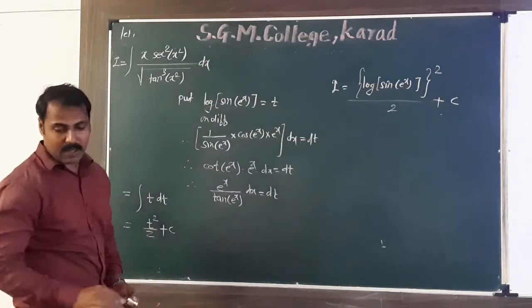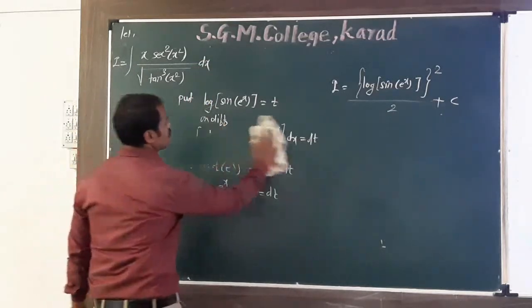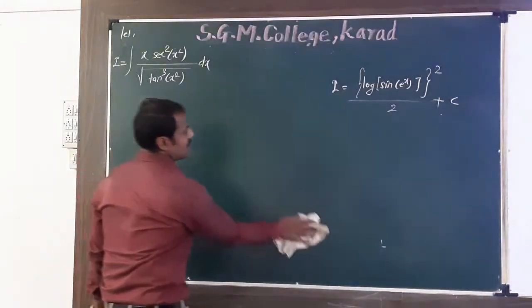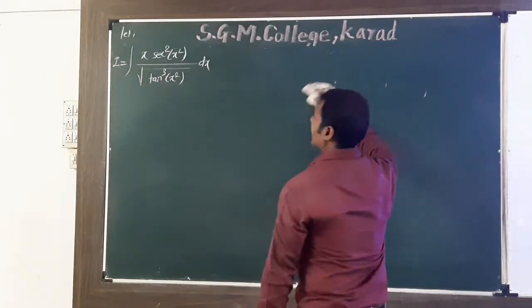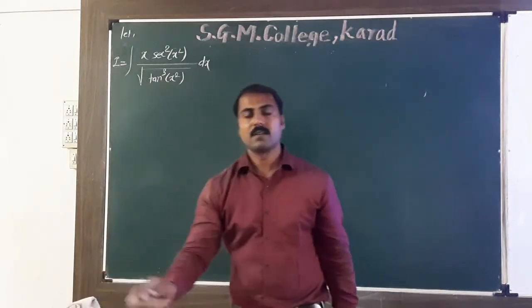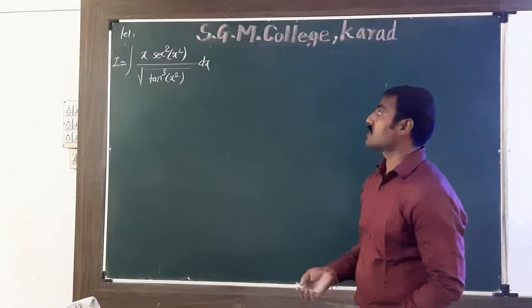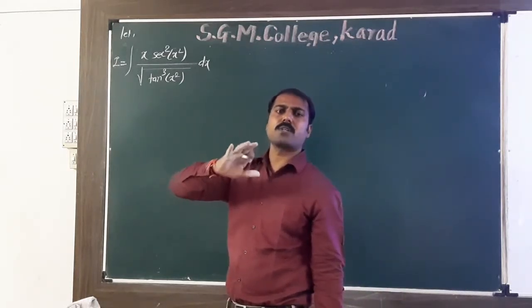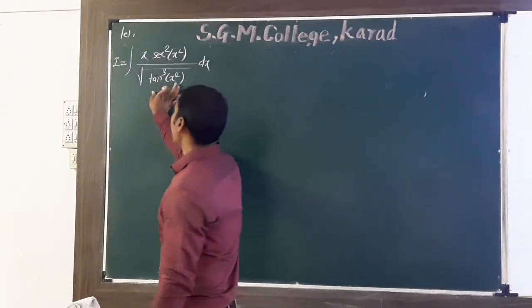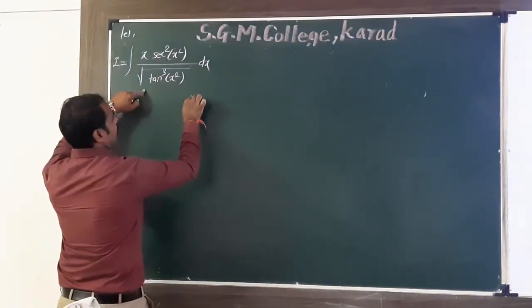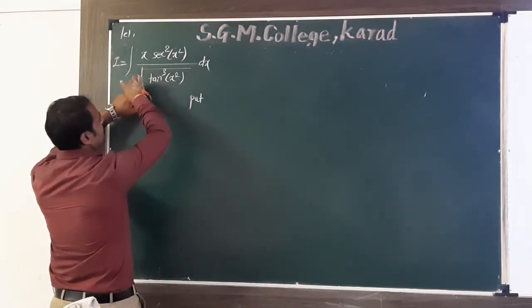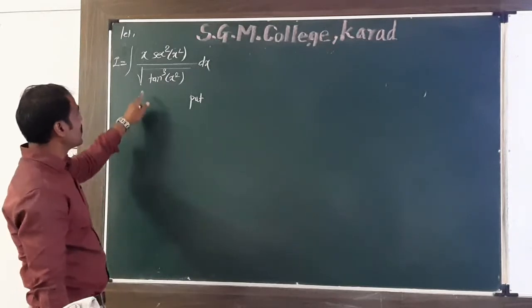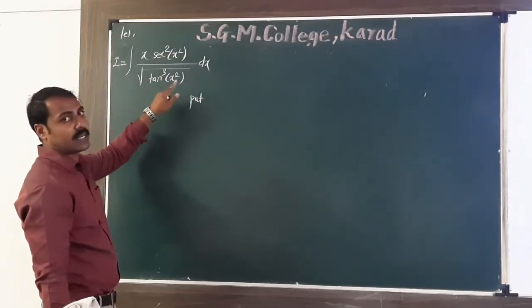Now, in this example, check whether the substitution is possible or not. Find the function whose derivative is there. We know that the derivative of tan x is sec square x. So, avoiding double substitution, make a proper substitution. The derivative of tan of x square is here. First denote the given integration by I. Let I is equal to the integration of x into sec square of x square, divided by the square root of tan cube of x square, dx.